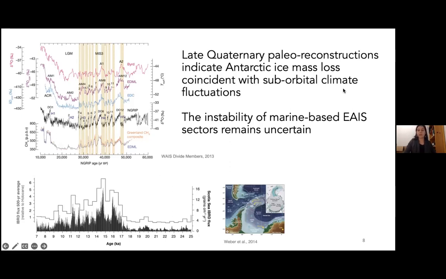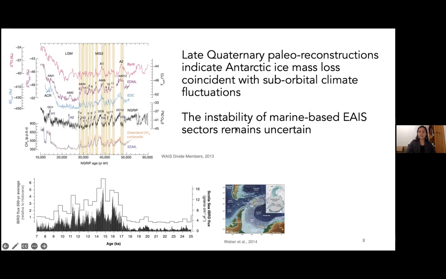Late Quaternary paleo reconstructions indicate that Antarctic ice mass loss coincides with these suborbital climate fluctuations. This is a figure from the WAIS Divide members, 2013, and you can see that these East Antarctic ice cores are recording these millennial-scale events in the record, with some significant warming occurring at the coldest part of the recent geologic past. Of course, these correspond to the Dansgaard-Oeschger events that we see in the Northern Hemisphere.